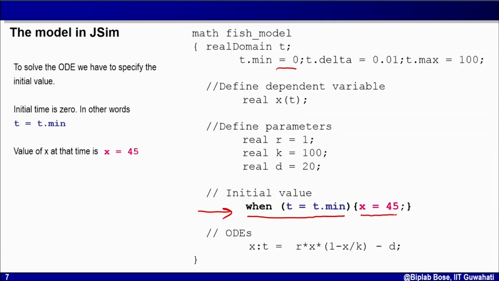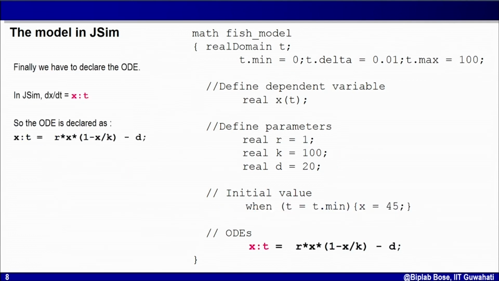is equal to 45. That means I am telling there are 45 fishes in the tank at t equal to 0. Note that this value is within a curly bracket and I have a semicolon here. Don't miss these semicolons. So you have to define the initial value using this format. When t equal to t min, curly bracket start, x, that is the dependent variable, is equal to some value, semicolon, close the curly bracket.